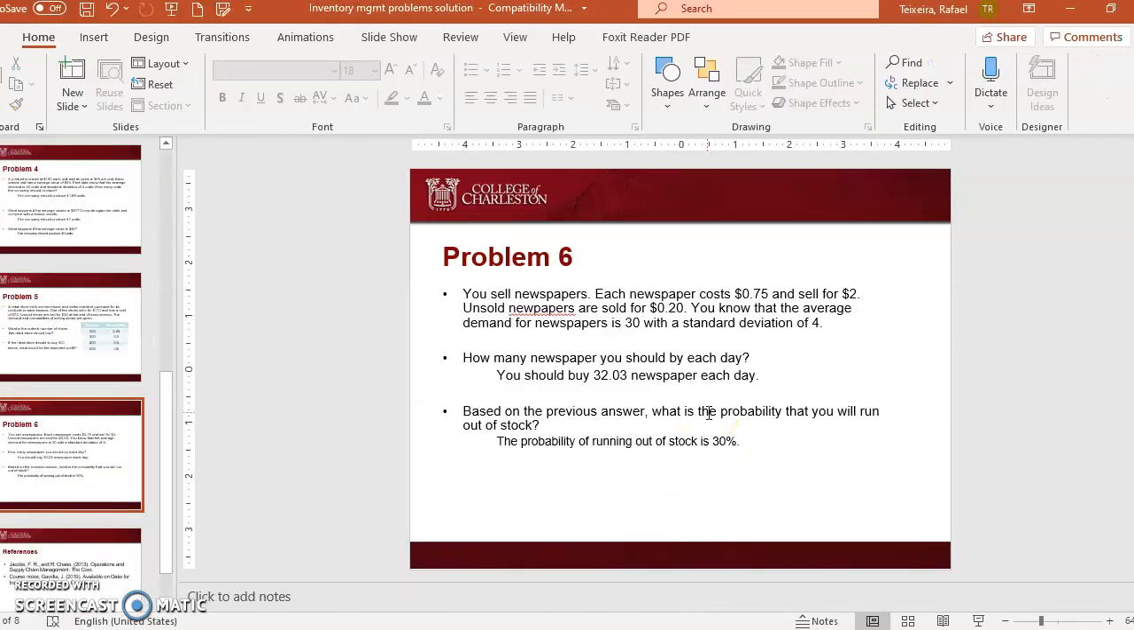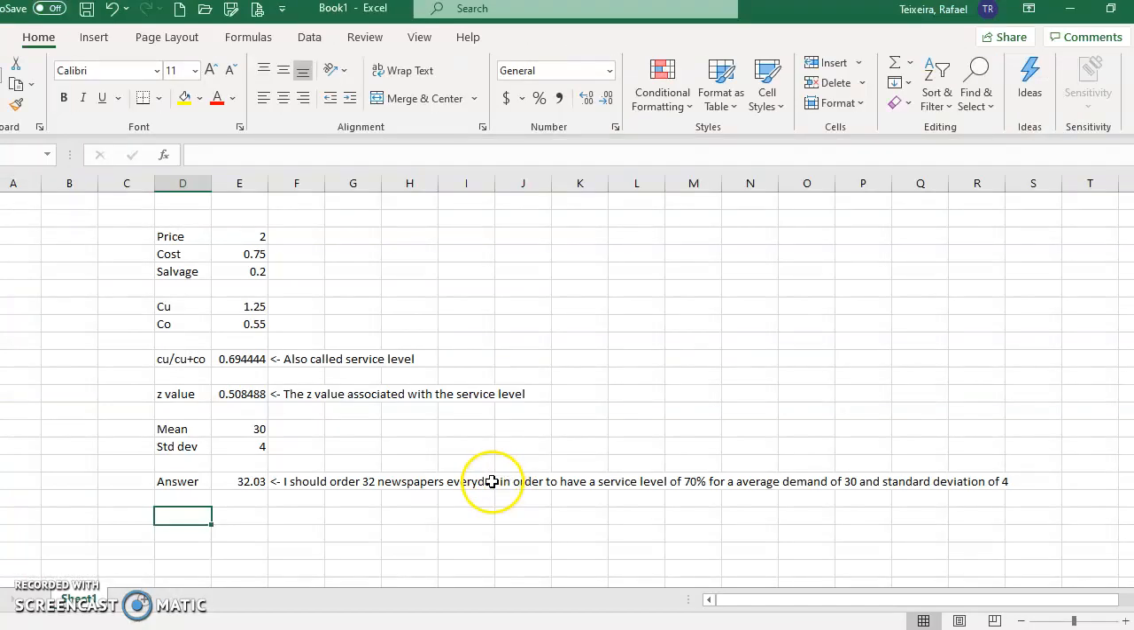So the answer for the second one, based on the previous answer, what's the probability that you will run out of stock? The probability is 30%, because I'm designing my inventory to attain 70%. So I run out 30% of the time.